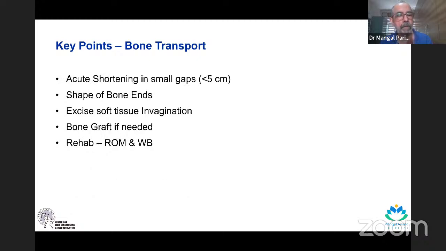Okay, one more: in small gaps, you can consider acute shortening. I said reshape the bone ends to get internal stability. I always rely on excision of soft tissue invagination. It's one small additional procedure. If I have to open it, I will always bone graft it, and not to forget the importance of rehabilitation in terms of range of motion and weight bearing. Thank you.